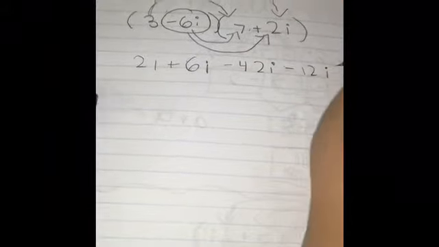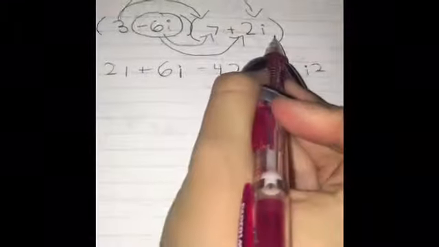Now, this is the important part. You're going to get i squared because an i times an i is definitely i squared. But here's what you have to remember: i squared is also equal to negative 1.